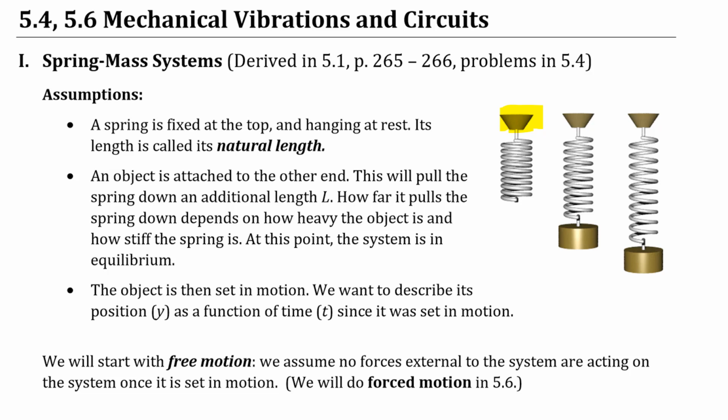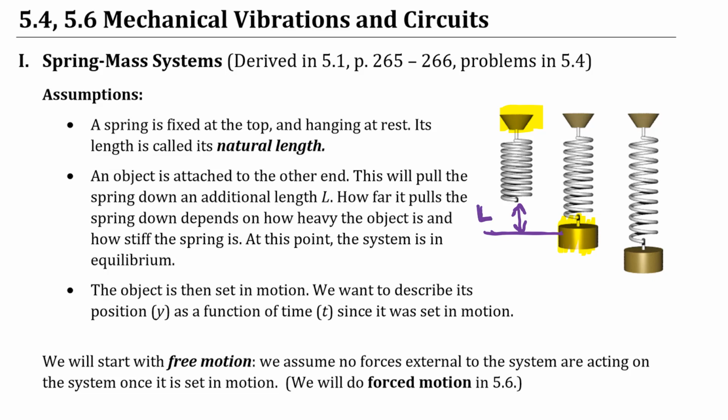We've got an object attached to the other end of the spring. So that's what's here in this second picture. And that will pull that spring down a little bit. And so that's a parameter. It's a constant. It's going to be different depending on the spring and how heavy that thing is that we attach to that. But this is going to be called L. It describes there in that second bullet point. This will pull the spring down an additional length L.